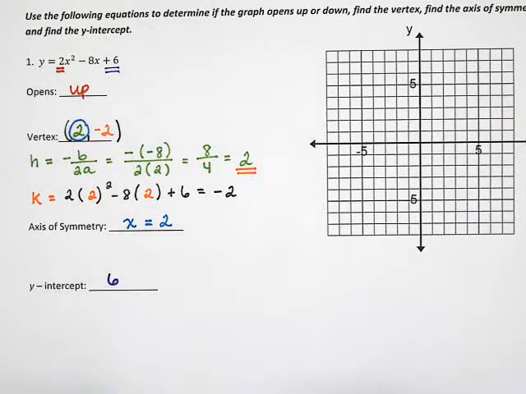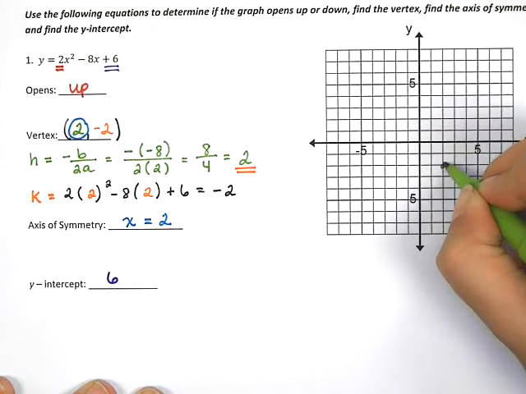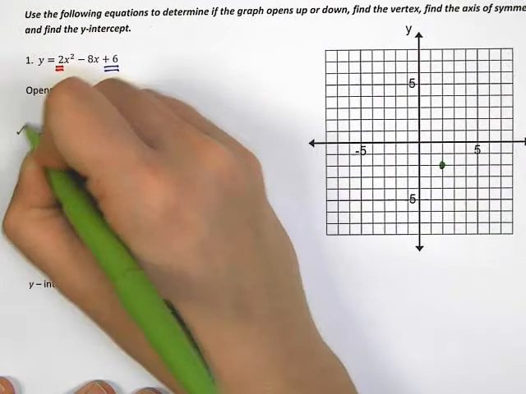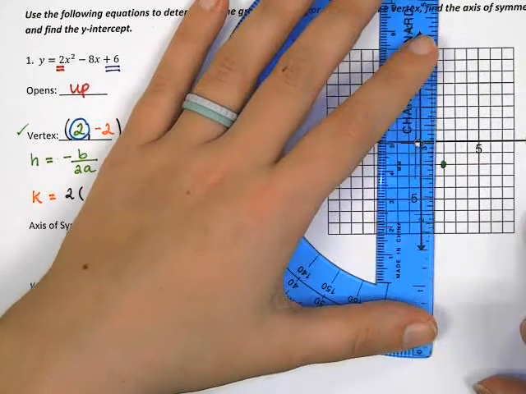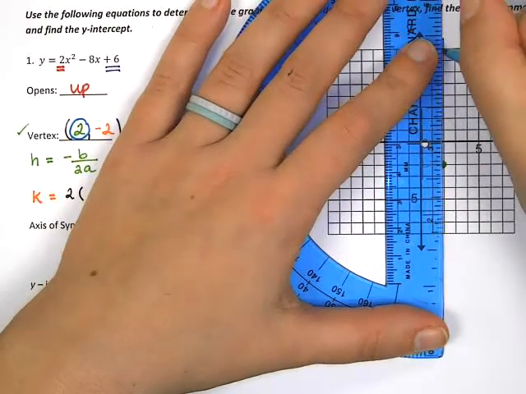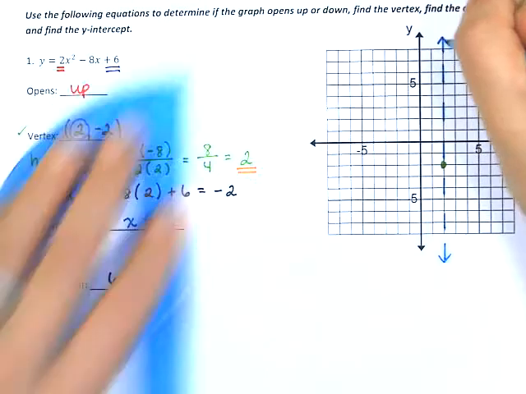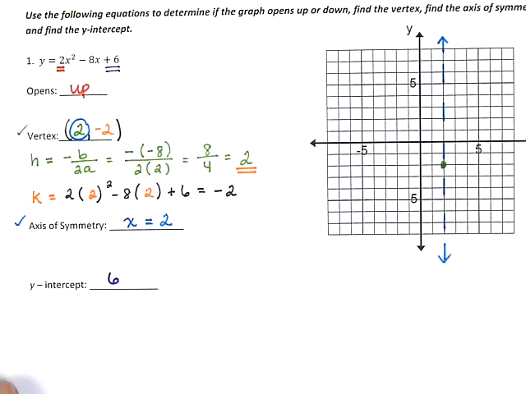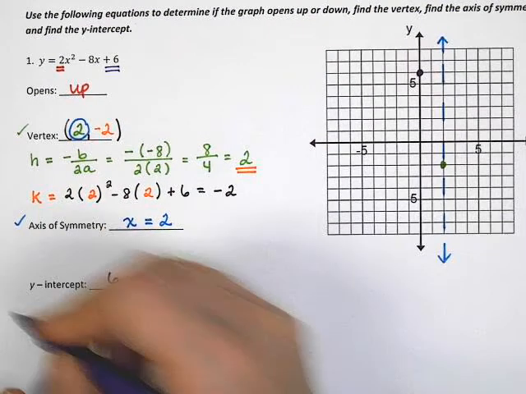Let's start with the vertex. So the vertex is going to be located at (2, -2), and we're going to start there. Our axis of symmetry is going to be a dotted line that goes through the vertex. So I graphed that. And my y-intercept is going to be 6. So I graphed that.